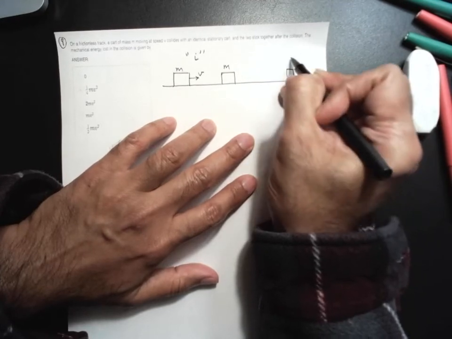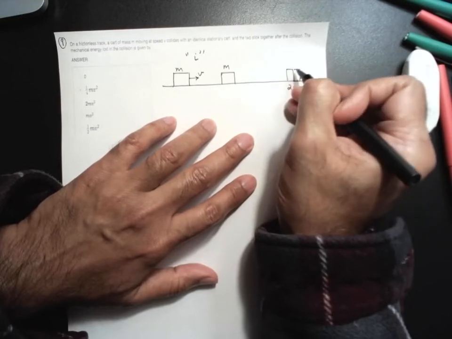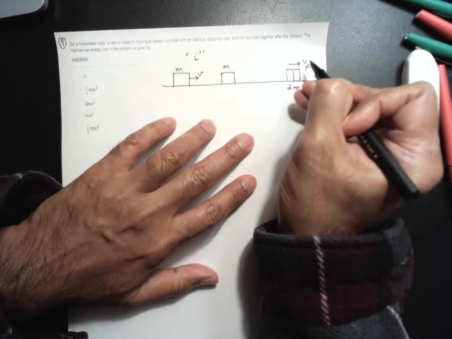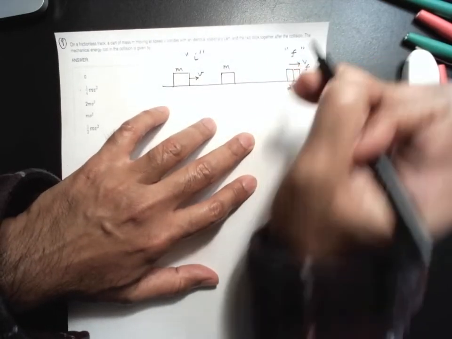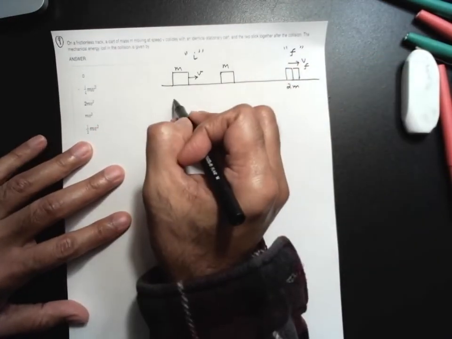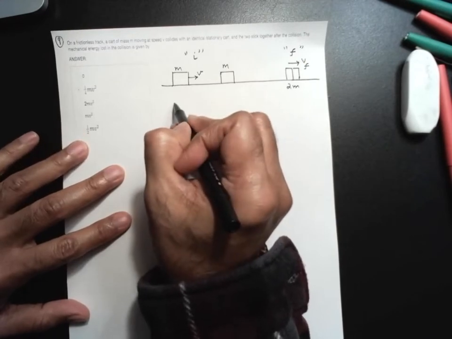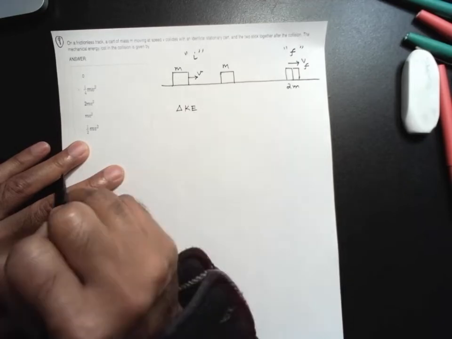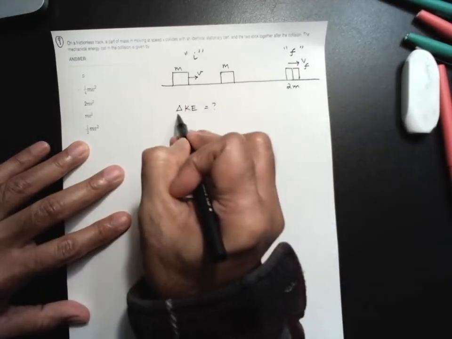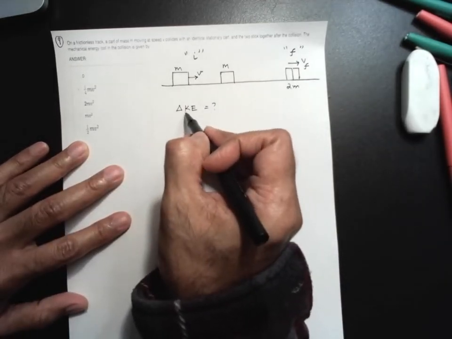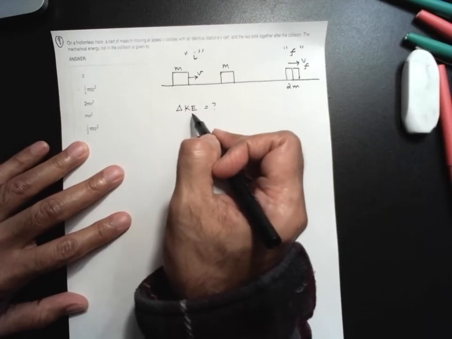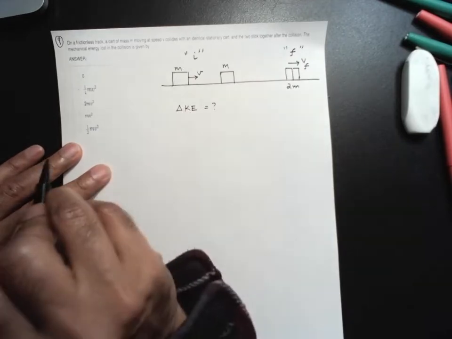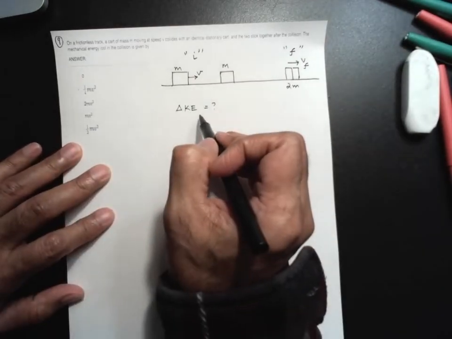So now they're stuck together and they're 2m. And so then they move at some new velocity, v final, right? So this is your final. And this time they're asking for the mechanical energy lost. So now there's only kinetic energy here, so delta KE is equal to what? The change in kinetic energy must be negative, I guess. That's why there's a kinetic energy lost, okay? But let's find that out.